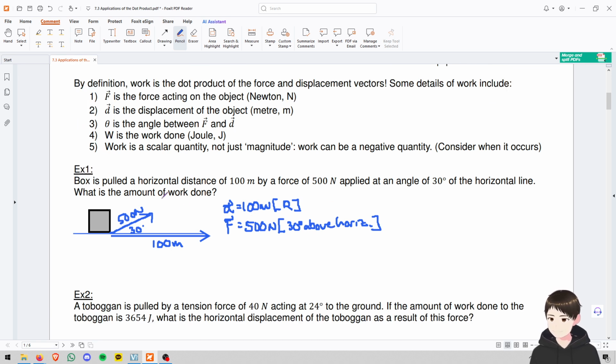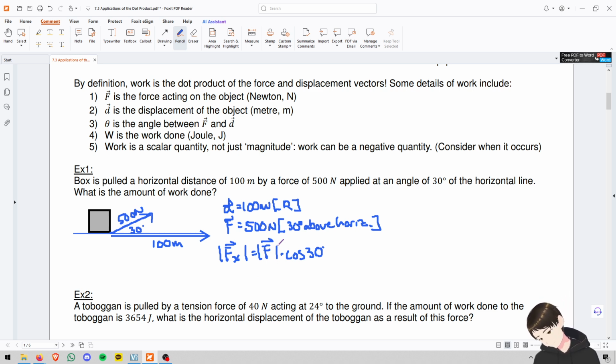That immediately says how much of this force is useful, how much of this force was done to accomplish what I desired. Since I want the horizontal component, I will apply my formula: the magnitude of the force multiplied by the cosine of the angle that it makes with the displacement. That would be 500 times cosine of 30, approximately 433 newtons.